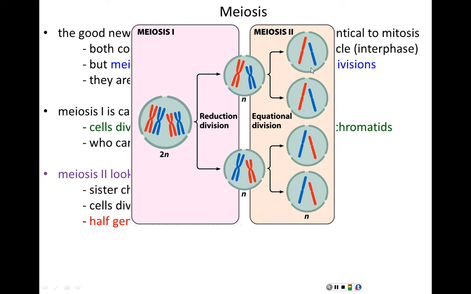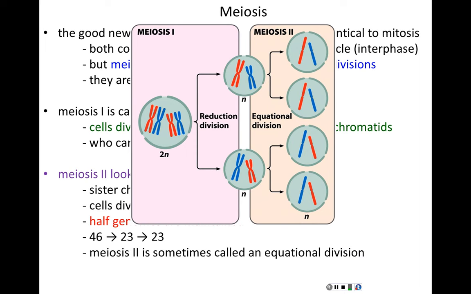So this is not a reductive division. 2 chromosomes were split into 2 chromosomes because sister chromatids separated, and that's what occurs in Meiosis II. So we go from 46 chromosomes in a human cell. After the first reductive division, we're down to 23. But then sister chromatids separate, so we get 23 after the second meiotic division as well. And that's what we want, cells with 23 chromosomes.